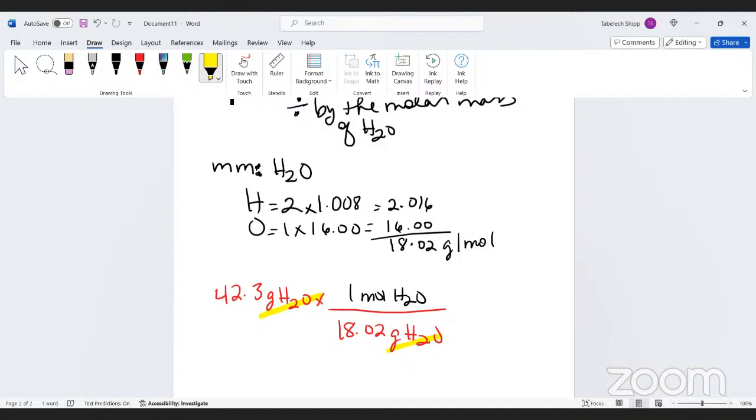Okay, very good, guys. So you've got 42.3 divided by 18.02. Okay, so you've got 2.347, all those numbers, but you only need 3 of them. So 2.347 becomes 2.35 moles of water.